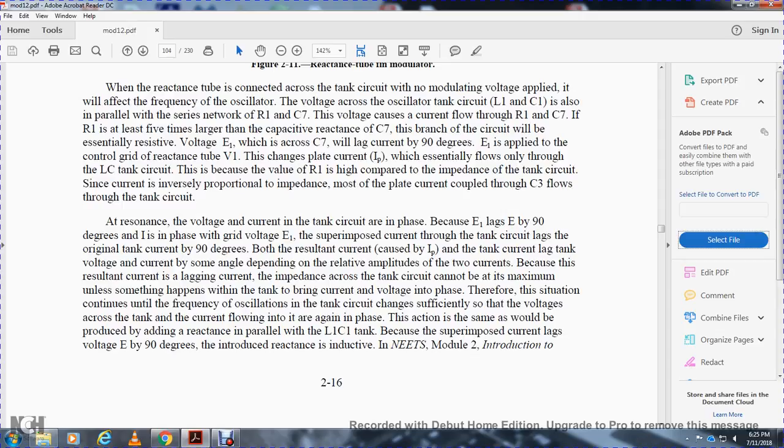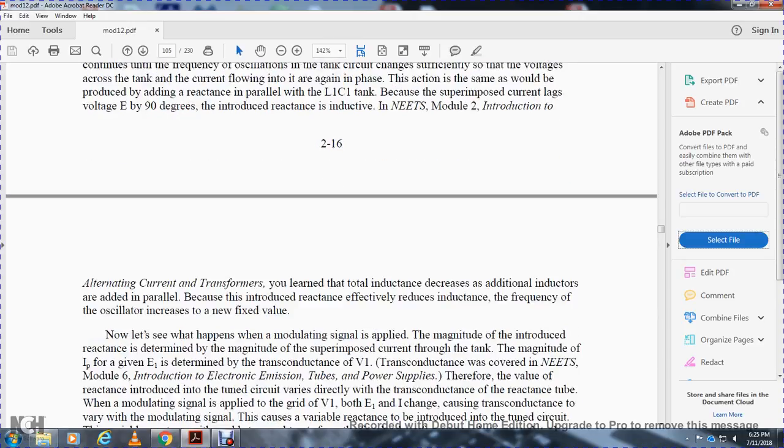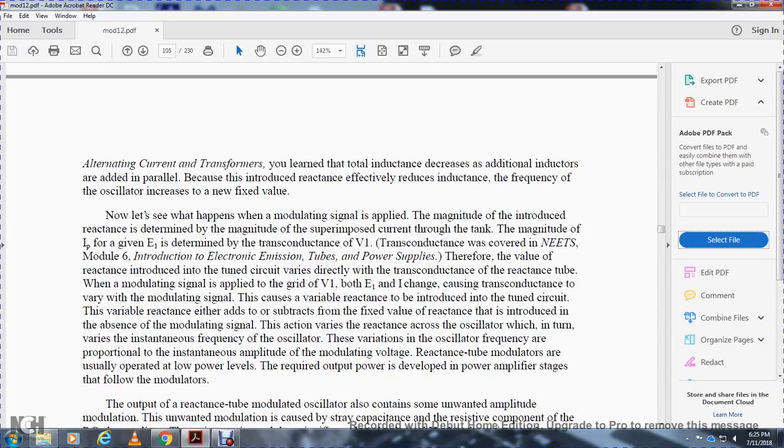The same would be the result of adding the reactance in parallel with the inductor and capacitor of the tank, because the superimposed current lags the voltage E by 90 degrees. The introduced reactance is inductive. As you learned in NEETS Module 2, Introduction to Alternating Current and Transformers, total inductance decreases when additional inductances are added in parallel. This introduced reactance effectively reduces the inductance, and the frequency of the oscillator changes to a new fixed value.